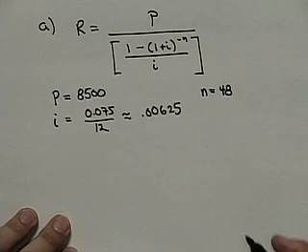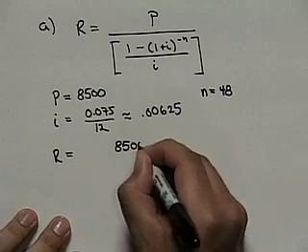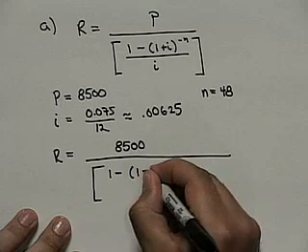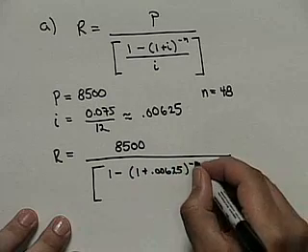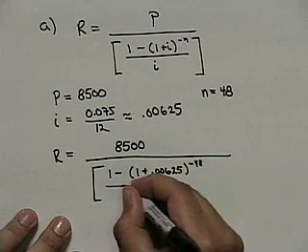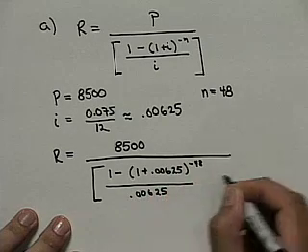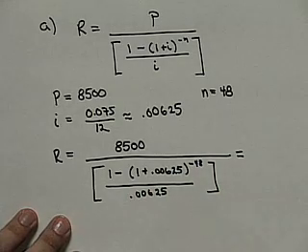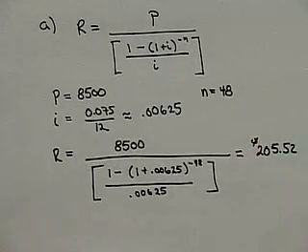So using these values in our formula, we find that the monthly payment R is equal to 8,500, all divided by 1 minus 1 plus 0.00625, raised to the negative n, which is negative 48, then all of that over i, and we found our i value to be 0.00625. So using a calculator and computing that answer, we find that our monthly payments turn out to be $205.52. So now, once again, they've asked us to find the total interest paid.